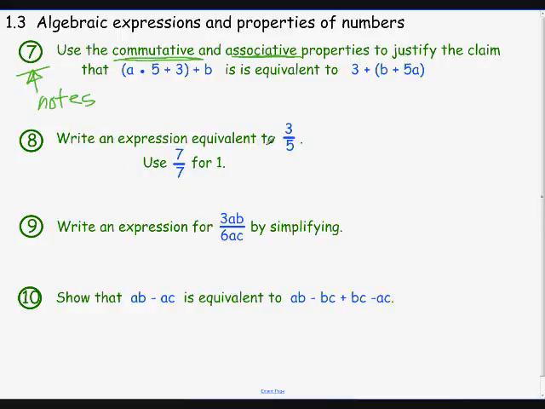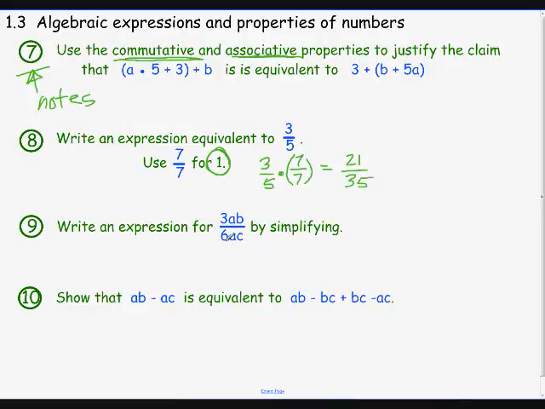Write an expression equivalent to this using, what is this? This is an identity factor for multiplication. So an expression equivalent to this would be 3/5 times 1, right? And this is just a fancy 1, 7 over 7, which we all know is equal to 1. And we have 21 over 35.